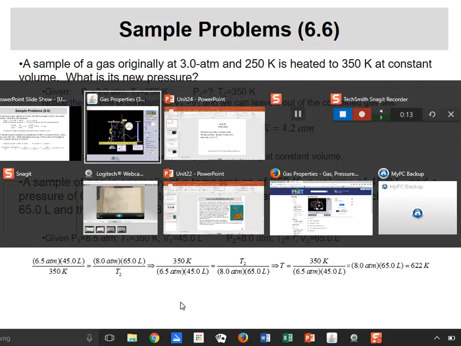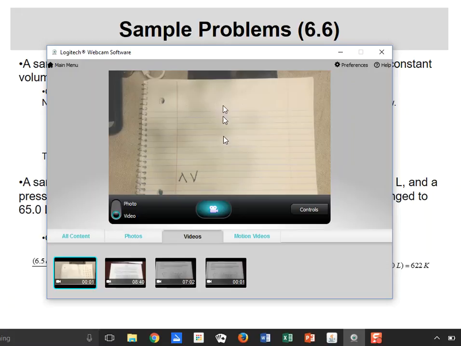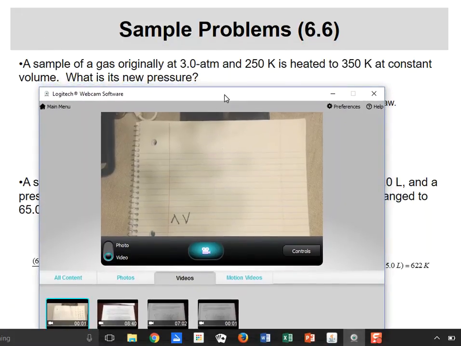If I can find my camera, there it is. Okay. So this is even convenient because I can show you the problem at the same time we're doing this, and I can hide the actual work. So I apologize for the lighting. It's not professional lighting. It's my overhead lamps at the dining room table.